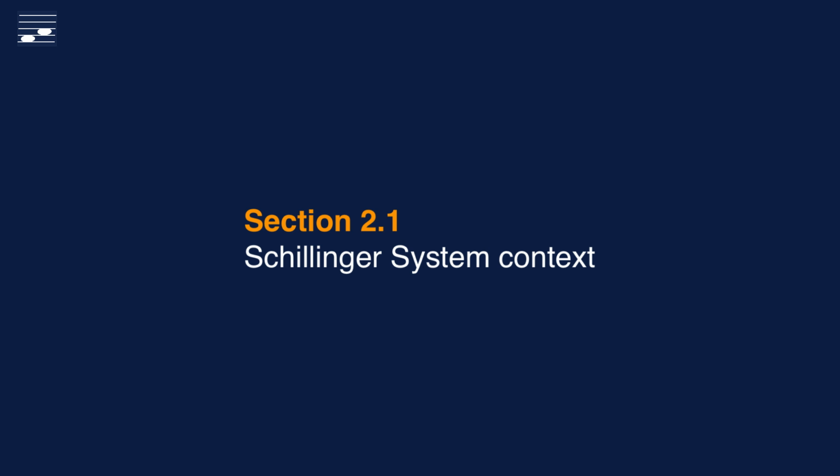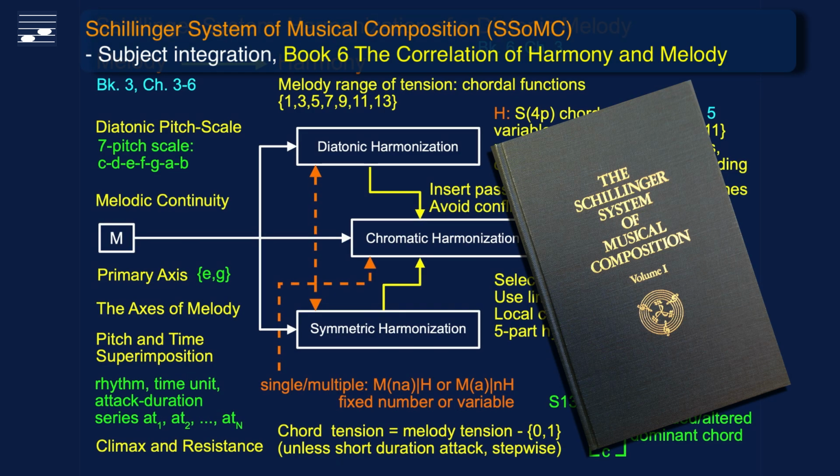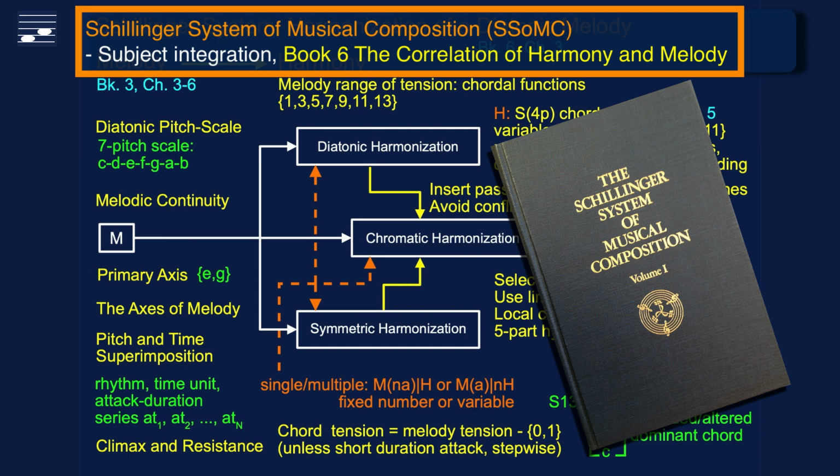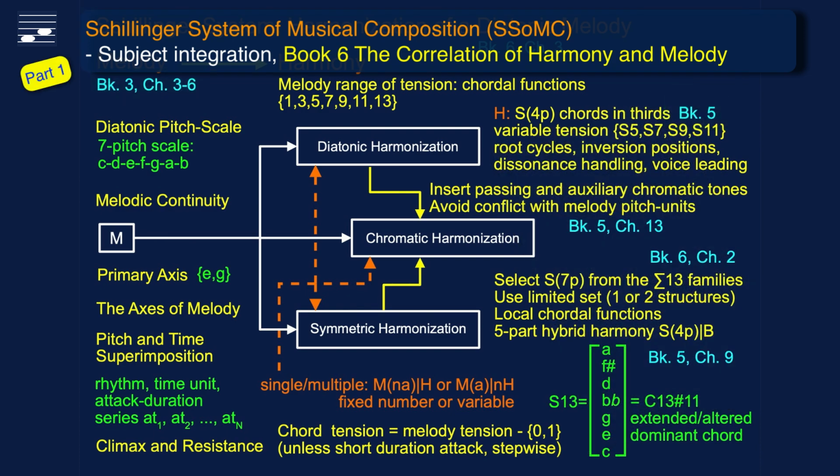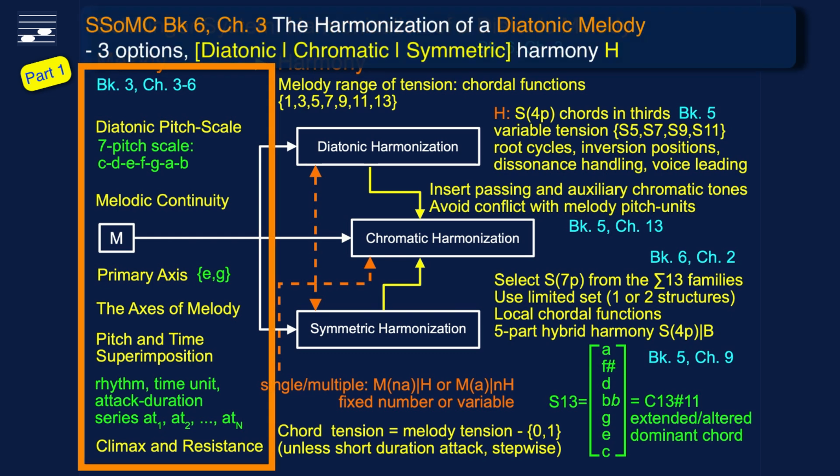The Schillinger system context for this series on harmonization is Book 6 from his System of Musical Composition, which correlates melody aspects from Book 3 and the special theory of harmony in Book 5. Part 1 presented this overview diagram, with the symbol M for melody on the left. I covered the example melody characteristics there in great detail.